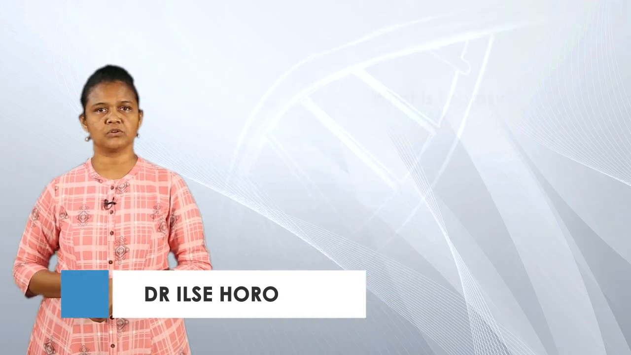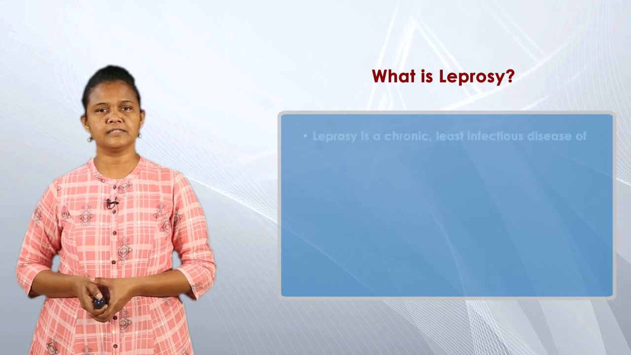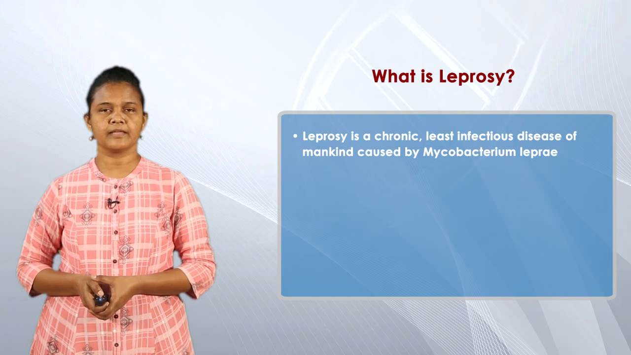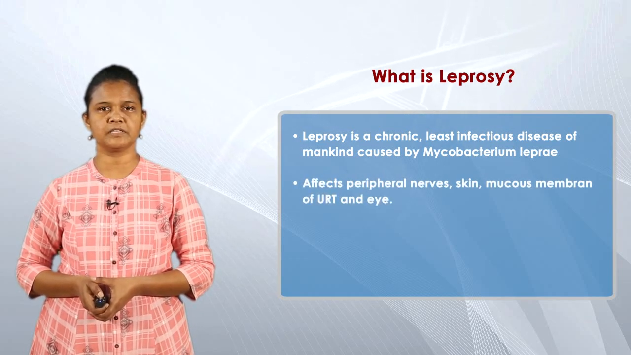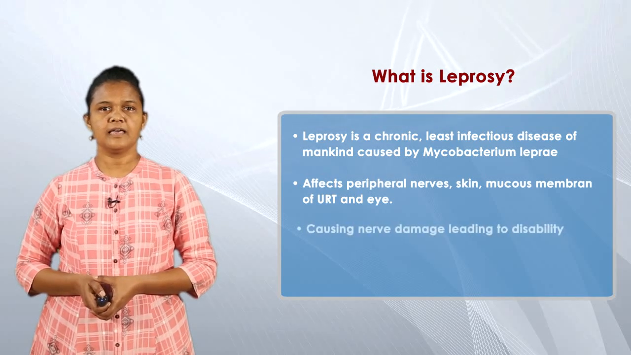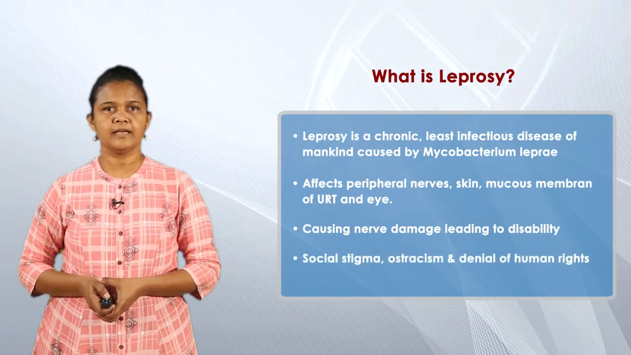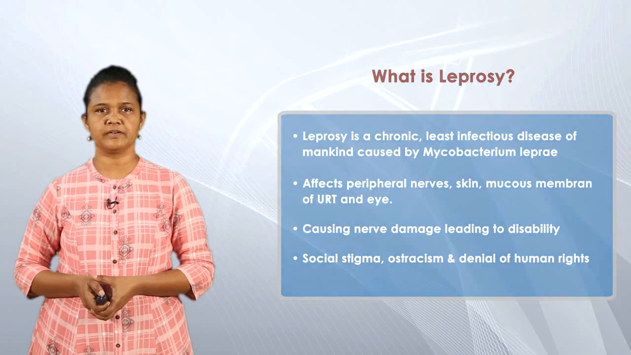Today I will talk about epidemiology of leprosy and its clinical presentations. Before I move into the epidemiology, I would like to talk about what is leprosy. Leprosy is a chronic, least infectious disease caused by a bacillus, the Mycobacterium leprae. It affects the peripheral nerves, the skin, and the mucous membranes of the upper respiratory tract and the eye. Leprosy has the ability to cause nerve damage and lead to disability. Leprosy comes with social stigma, ostracism, and denial of human rights.